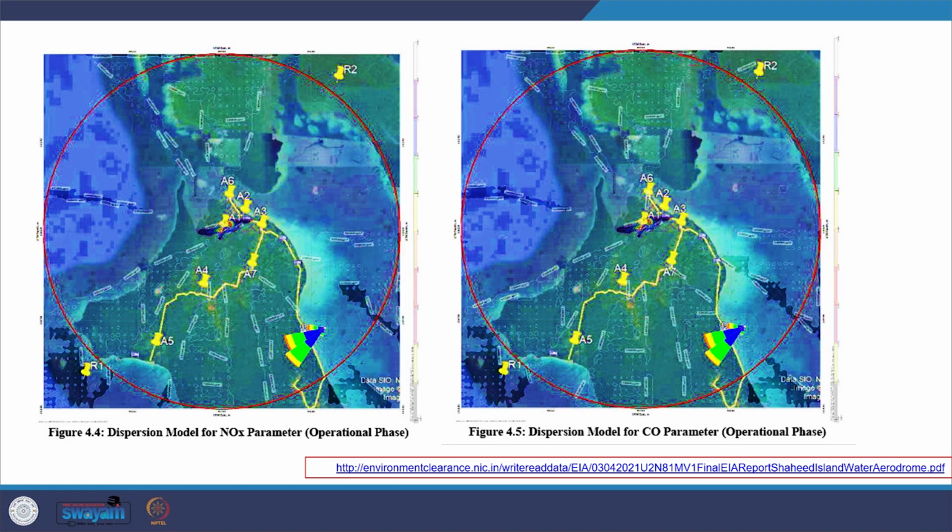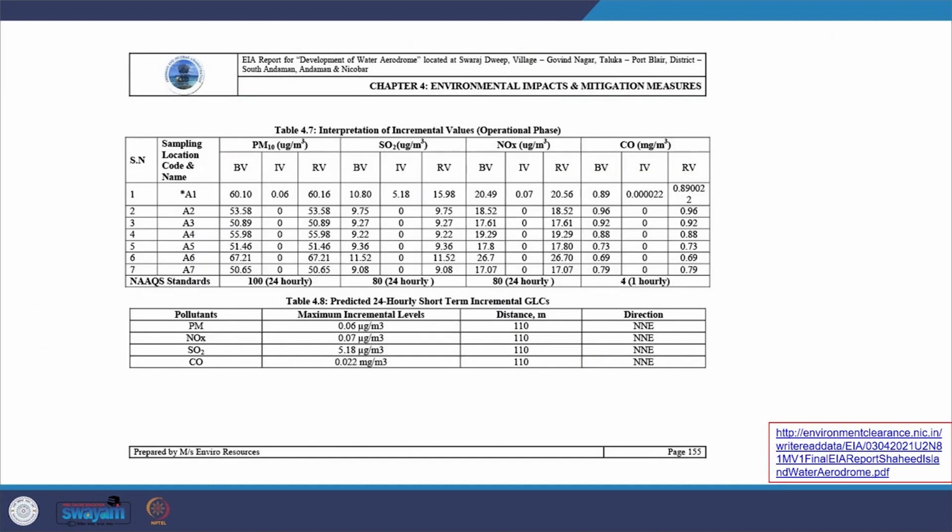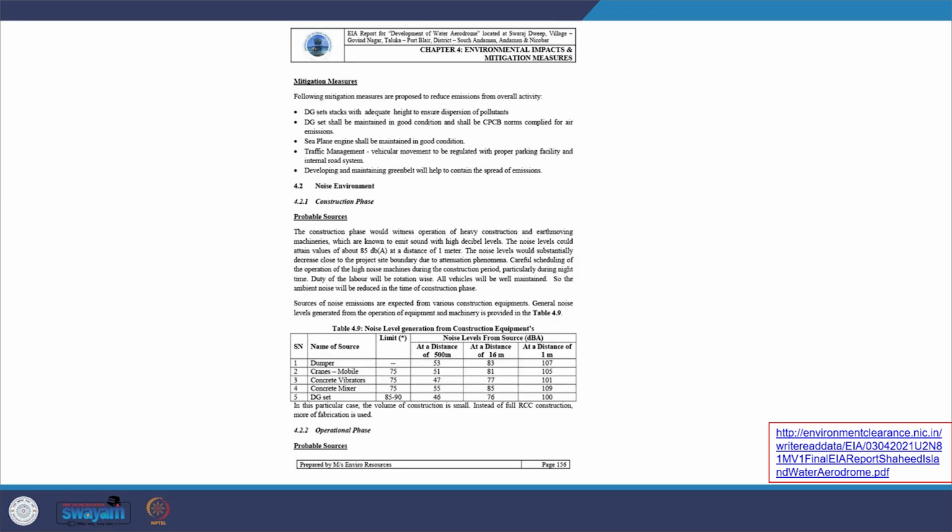And then, as the TOR said that they had to do the incremental values also, how they have undertaken it, how they're looking at all the parameters, and how they're also seeing the incremental values for all these parameters. Then they have suggested the mitigation measures. You can see the DG set stack with adequate height to ensure dispersion of pollutants. The seaplane engine shall be maintained in good condition, so the maintenance part of it.